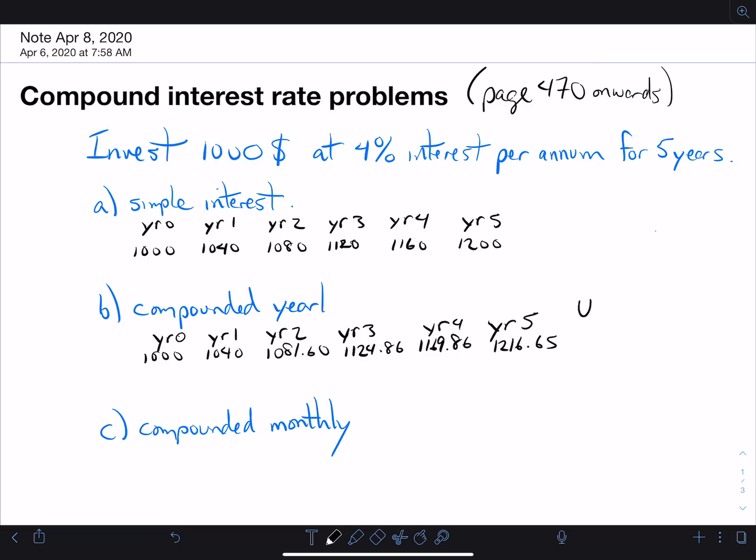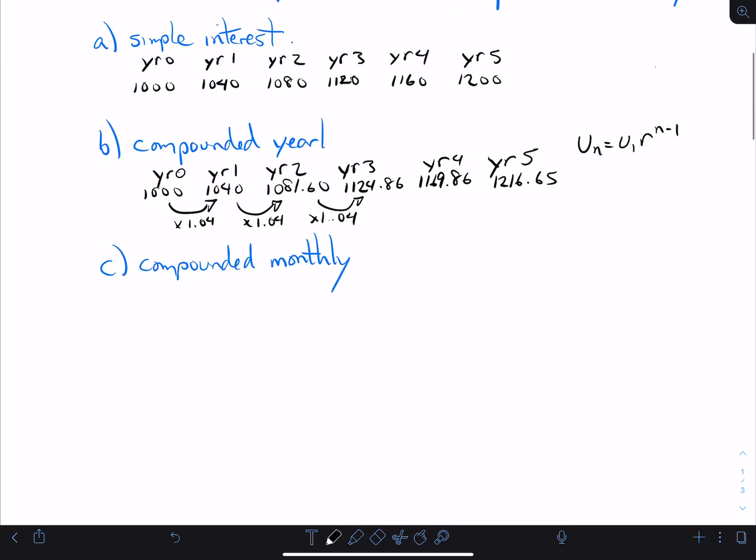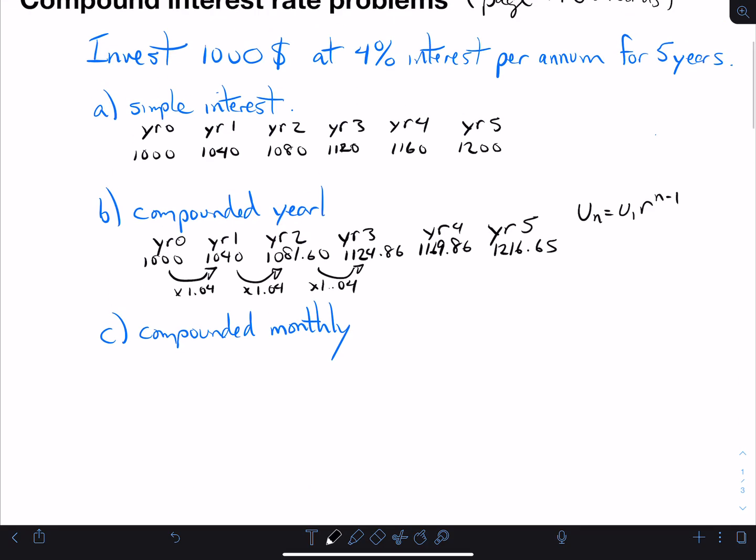You could have also just used our handy geometric sequence formula, because what you're doing to get from one term to the other is, like we've done before, multiplying. So we've done those before. If you're compounding monthly, or many times in 1 year, quarterly or whatever, the problem becomes a little more interesting.